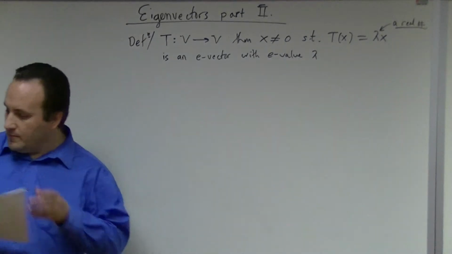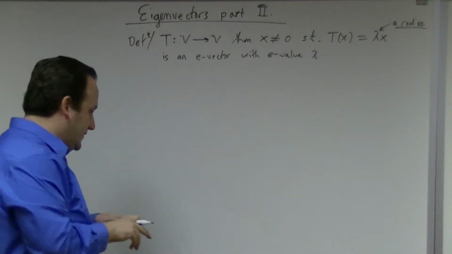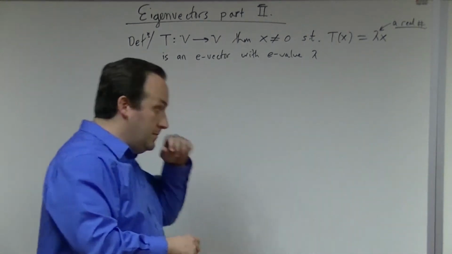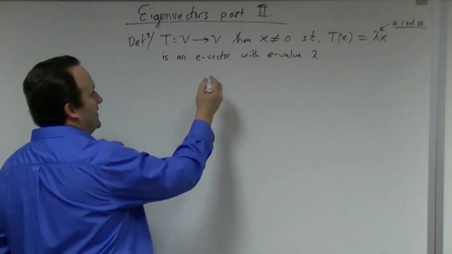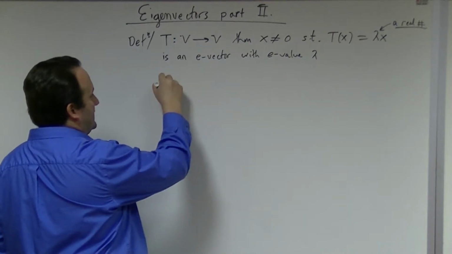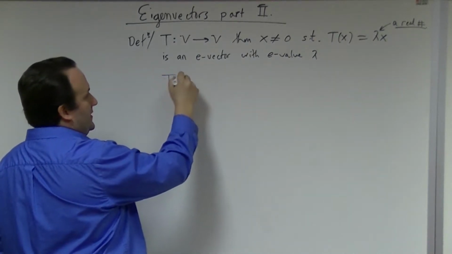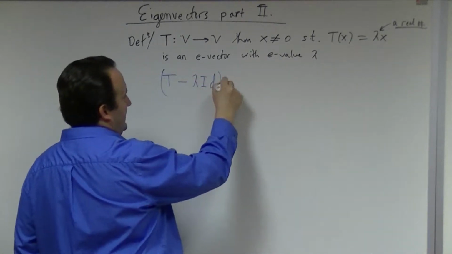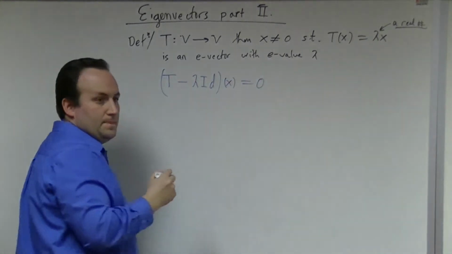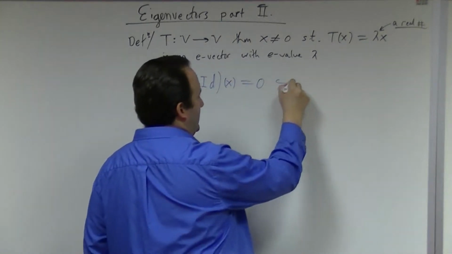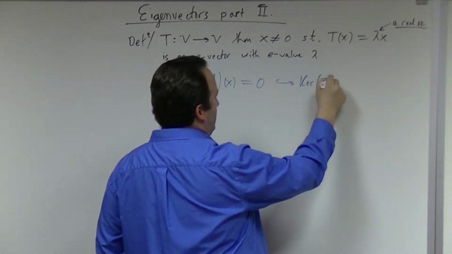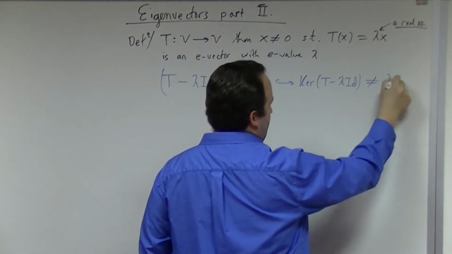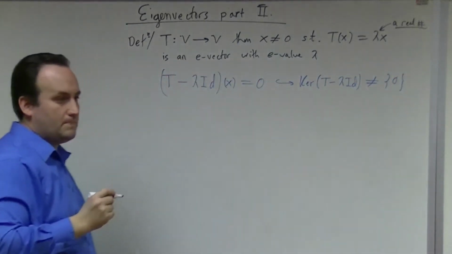All right, now, of course, we immediately then said, well, that's nice, but wouldn't it be nicer to instead look at this and really say that T minus lambda times the identity acting on x is equal to 0, right? Which then says that the kernel of T minus lambda times the identity is not equal to the set containing 0.